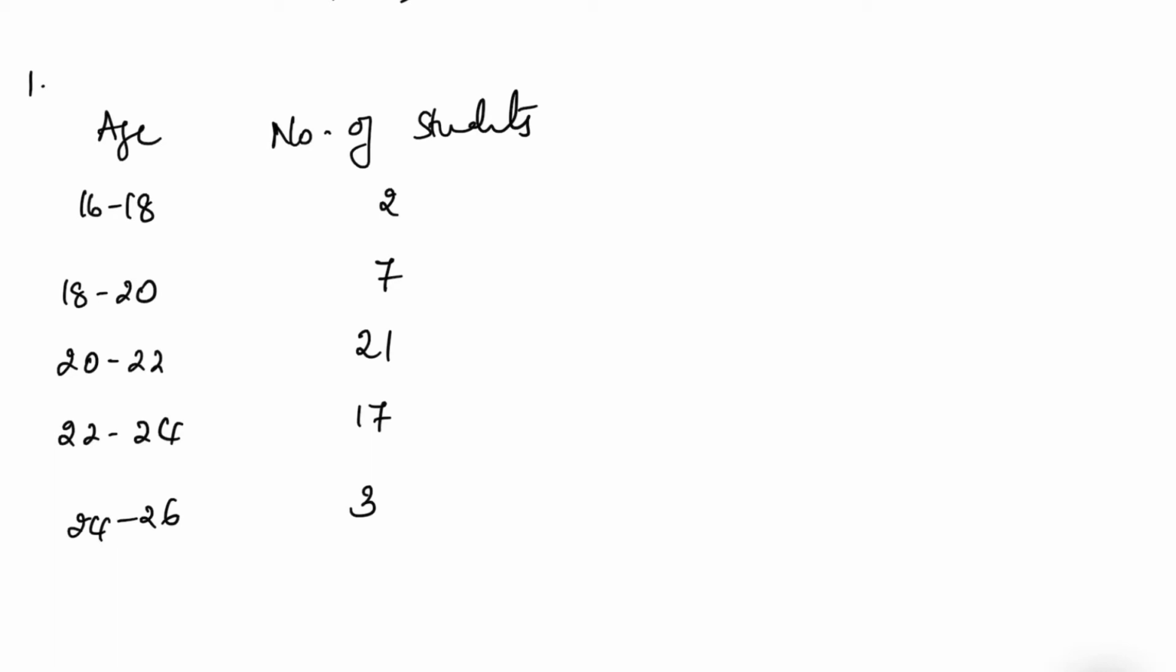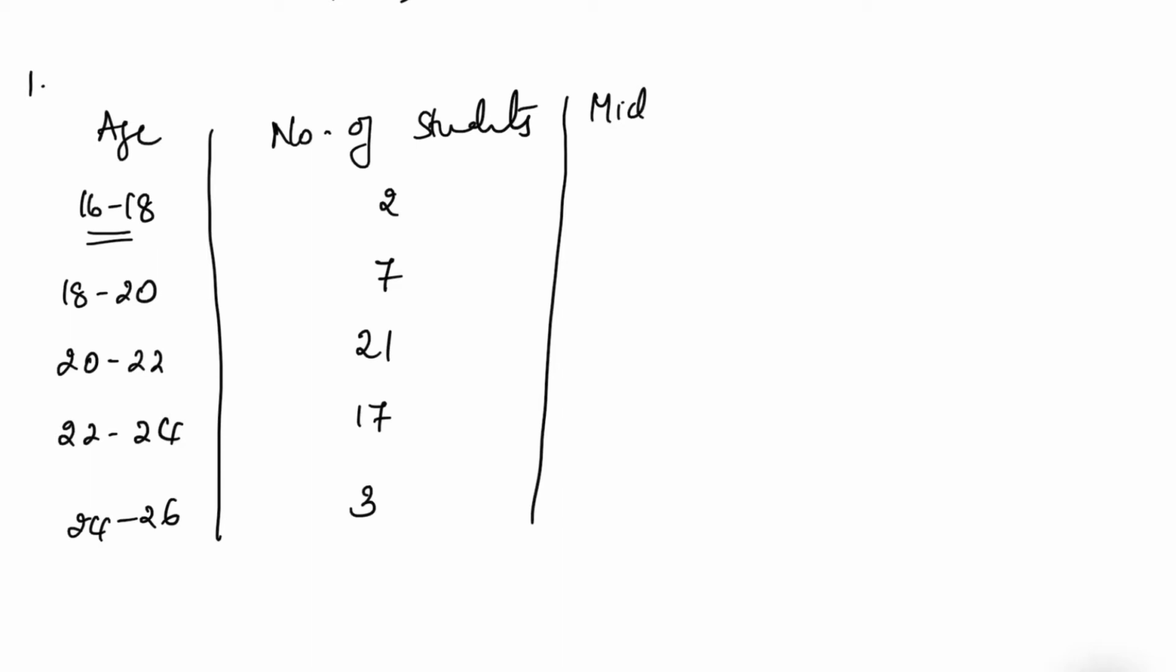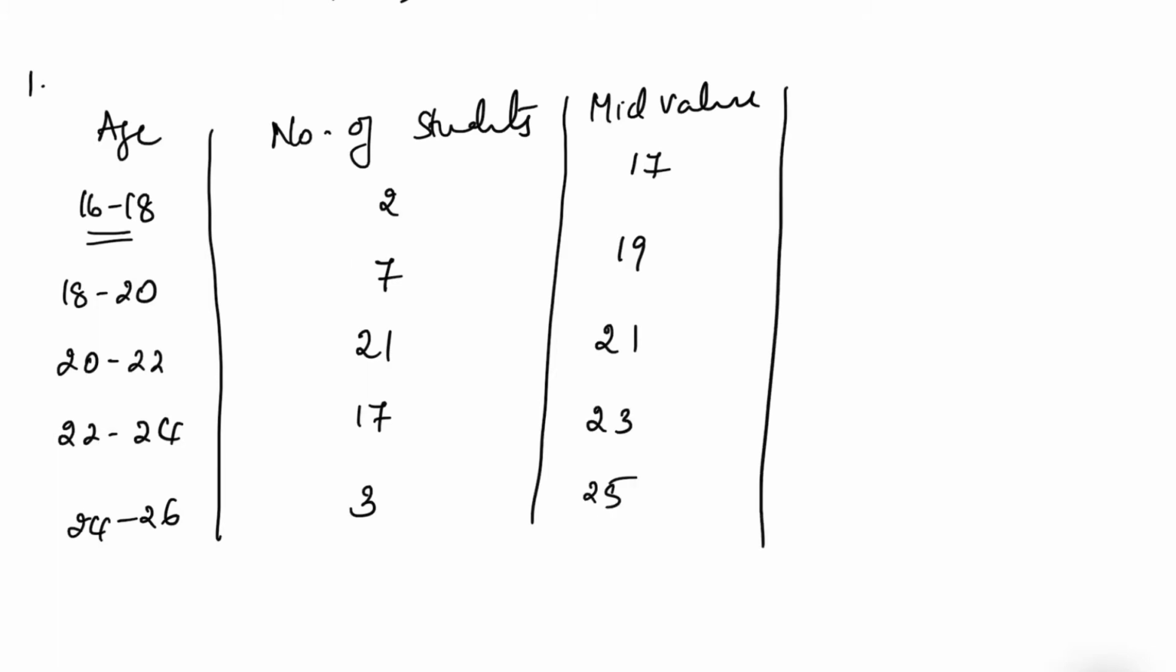Before proceeding, we first have to find the midpoint of these class intervals. If the range is given like this, we have to find the midpoint. So the mid value for 16 to 18 is 16 plus 18 by 2, which is 17. For 18 to 20, 18 plus 20 by 2, I'll get 19. Here 21, 23 and 25. So this will be our x and this will be our f.